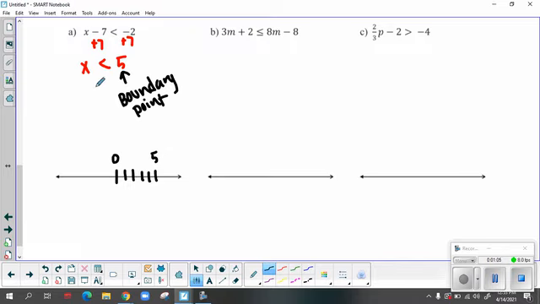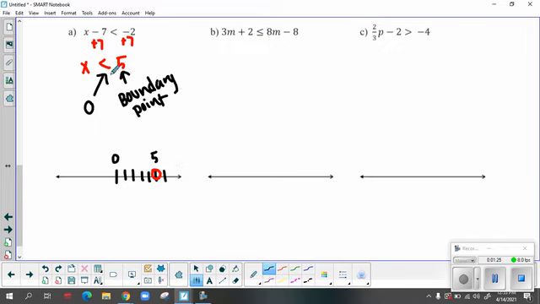But before that, we have to choose what type of dot goes at 5. Are we going to put an open dot or a closed dot? And in this case, there's no or equal to, so it is an open dot. That means we can get really, really close to 5, but it can't actually equal 5. So open circle at 5.